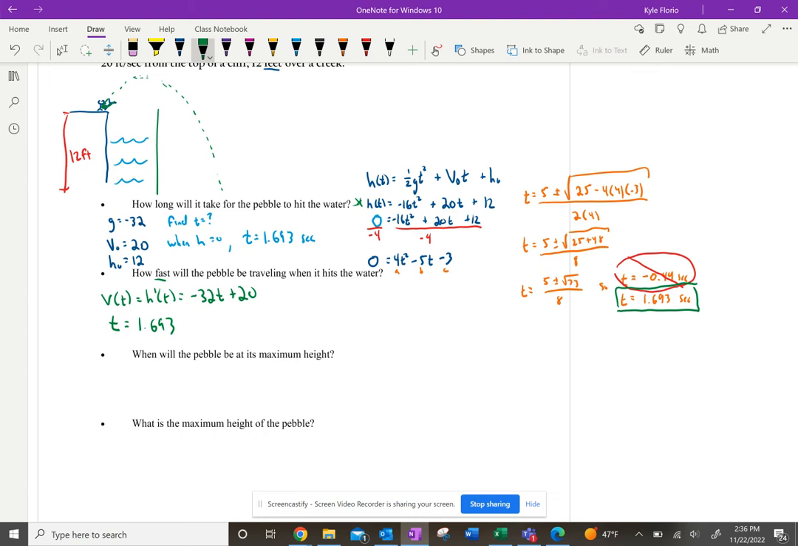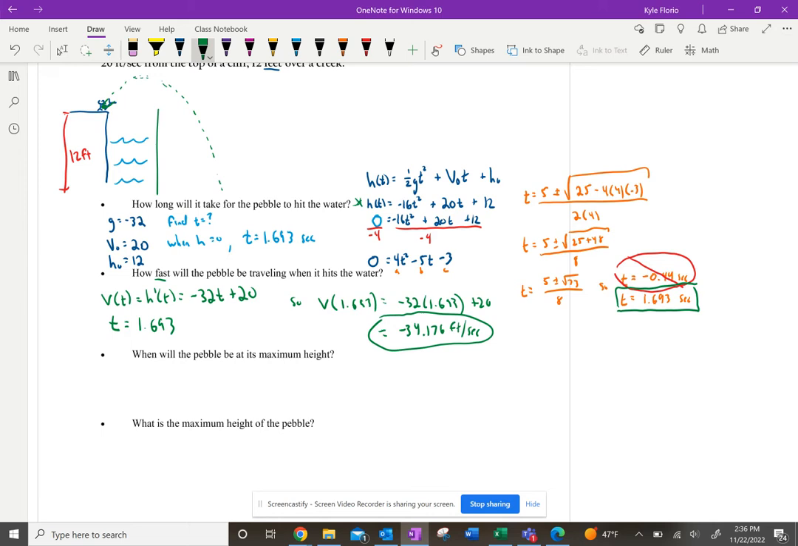So if I plug that into this function, piece of cake. So the velocity at 1.693 seconds is going to be negative 32 times 1.693 plus 20. And we got negative 34.176 feet per second. So it makes sense that the velocity is negative. And that's it.